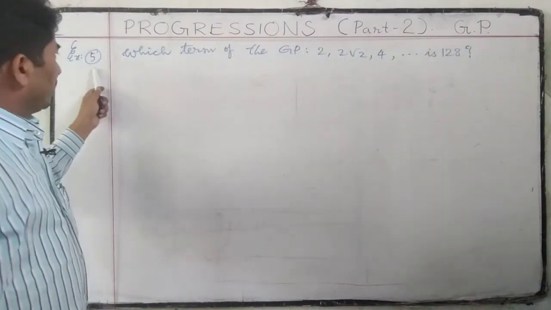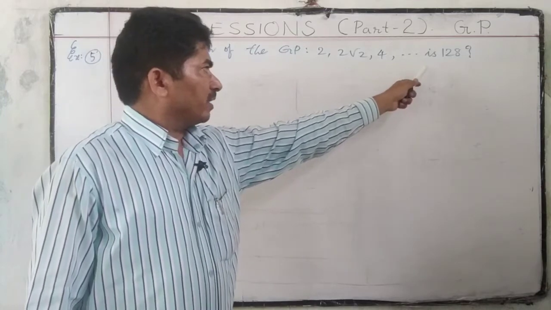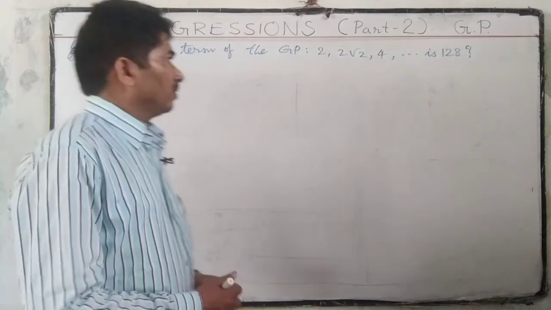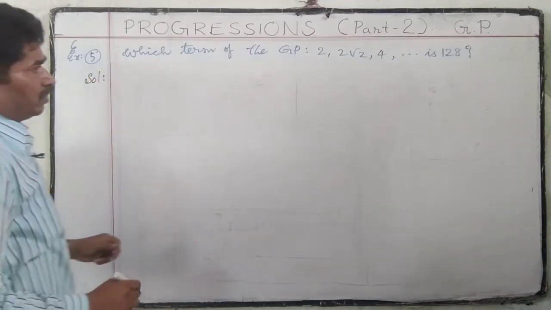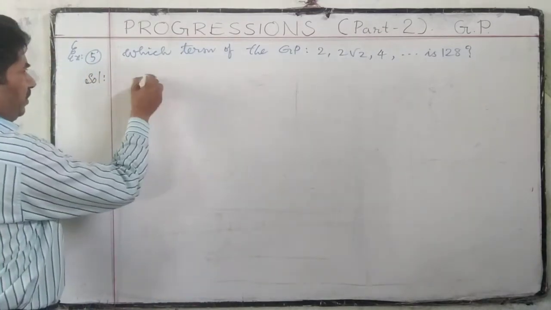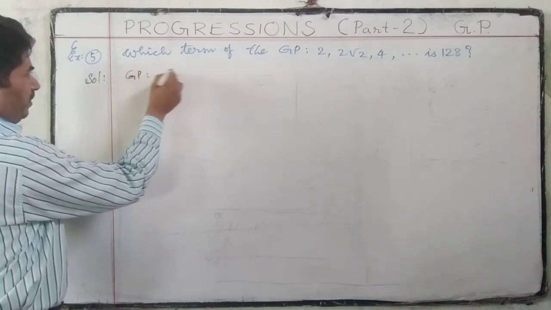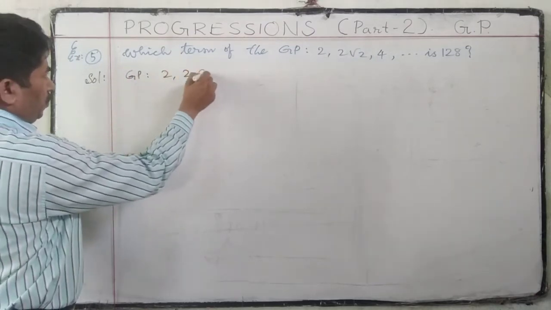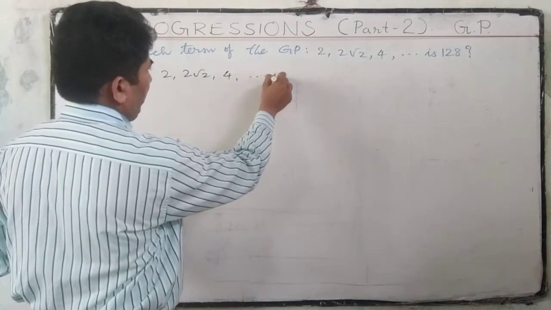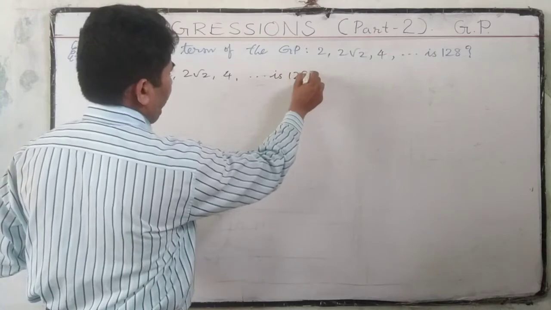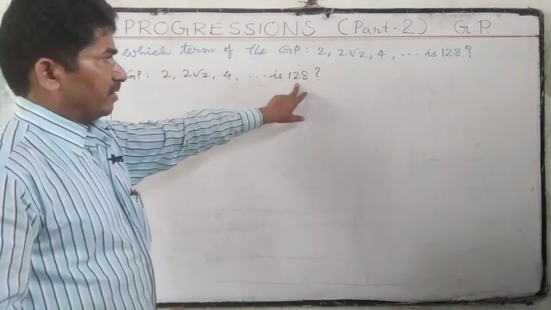Example 5. Which term of the GP 2, 2 root 2, 4 and so on is 128? Solution. Given GP is 2, 2 root 2, 4 and so on, and the term is 128. Which term is this?